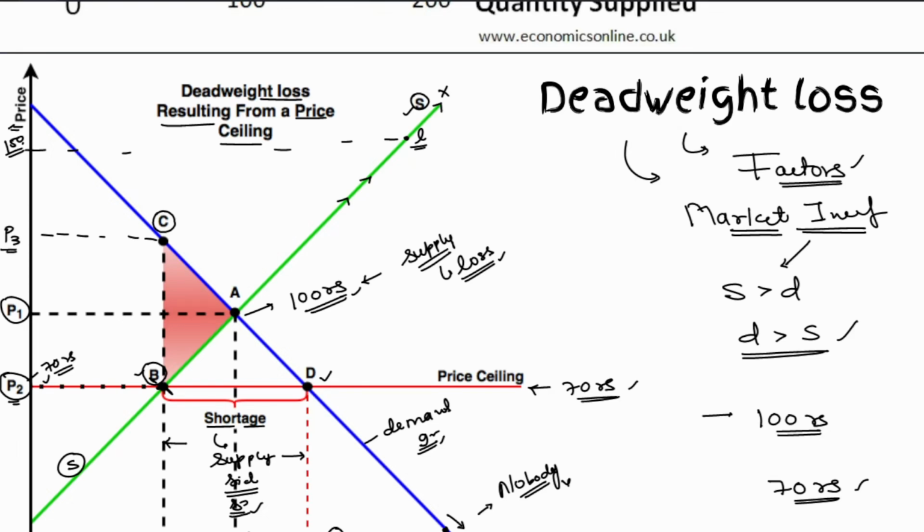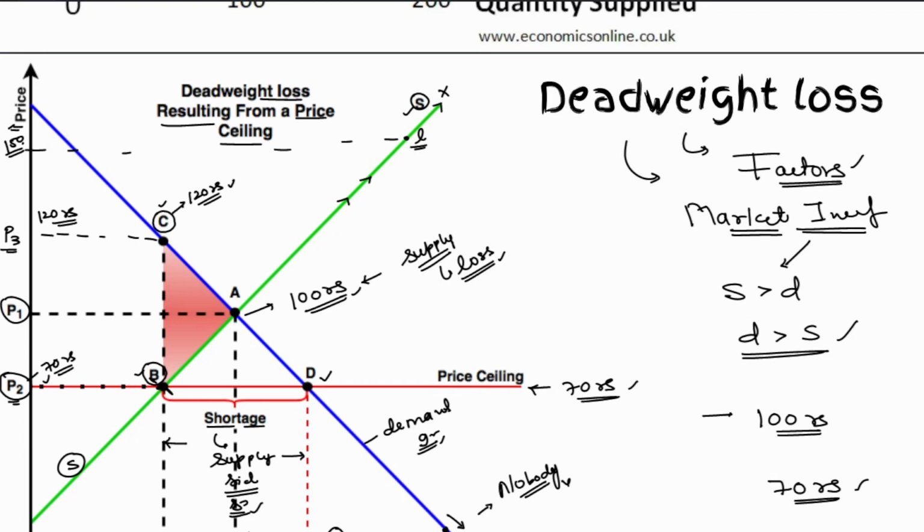Okay, P3 is, let's say, 120 rupees. So this is the demand when the quantity of the supply is equal to the demand. So these are the people who are willing to pay 120 rupees also for this product.